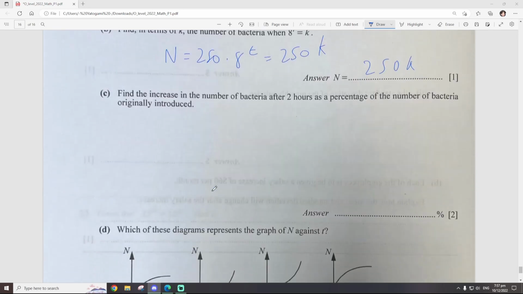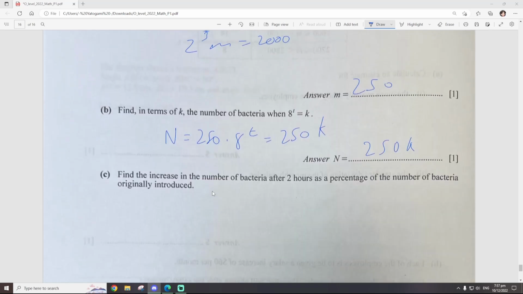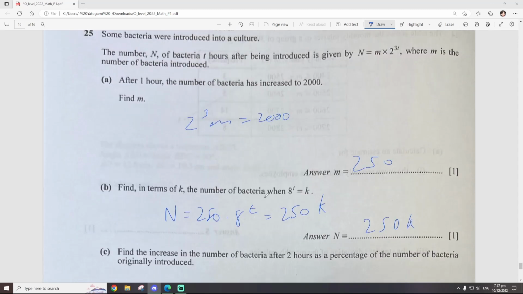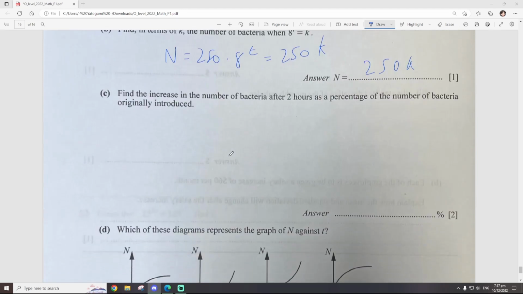Find the increase in number of bacteria after 2 hours as a percentage of the number of bacteria originally introduced. So this one you actually don't need to crunch the numbers, although you can, of course. You just need to observe that the rate of increase is 8 power T, and therefore you will get 8 squared minus 1 divided by the original thing, which is 1, then times 100%. This is 6300%.